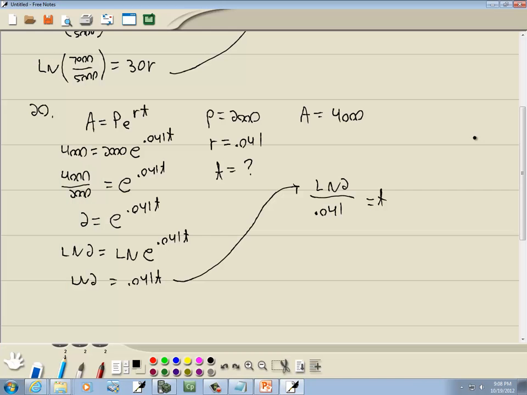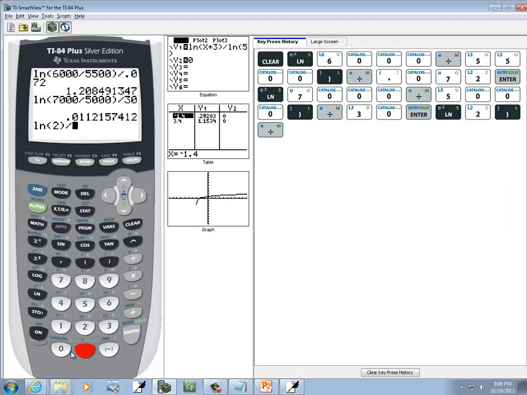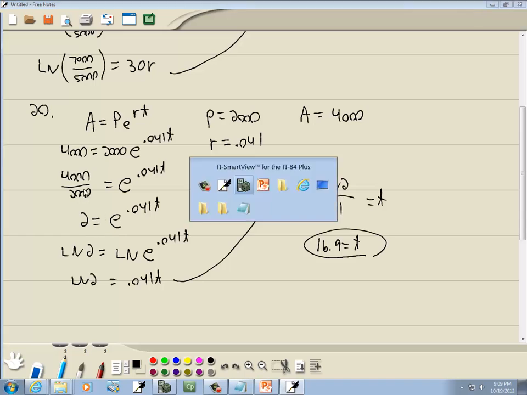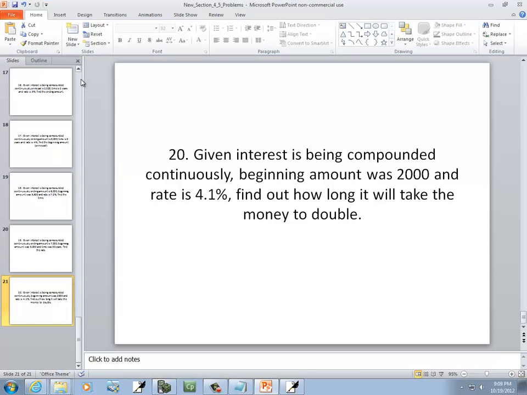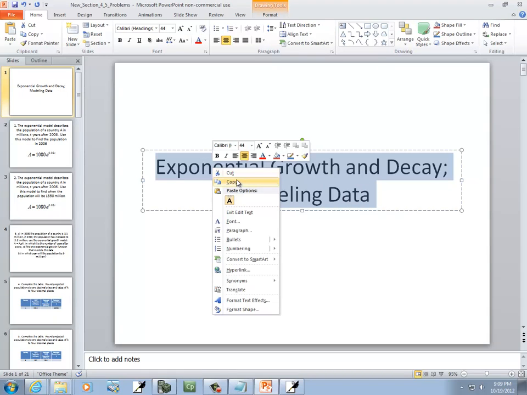And let's see what we get. Natural log of 2, close parentheses, divided by 0.041. Enter, and we get t is equal to 16.9. Now what I find interesting about this formula is when you're finding how long it'll take to double, the amount you put in, your beginning amount, has nothing to do with how long it takes, because it'll always cancel away and you'll always be left with a 2 on the left side. So it's interesting, at least for somebody that likes math. And that's the end of that section, so let me end the recorder.